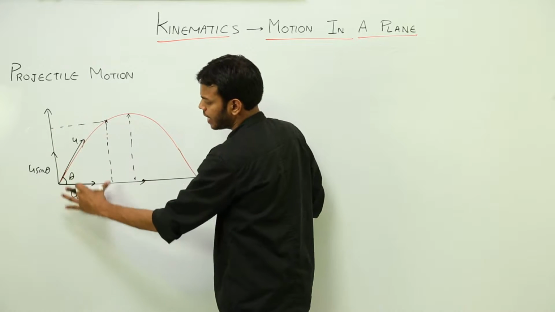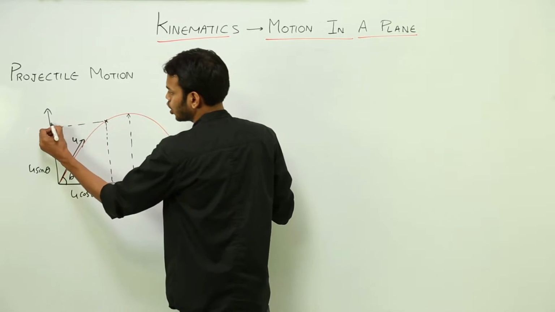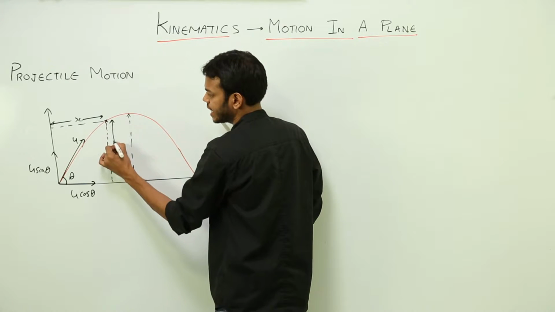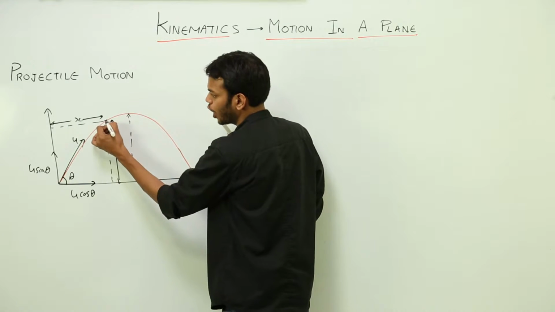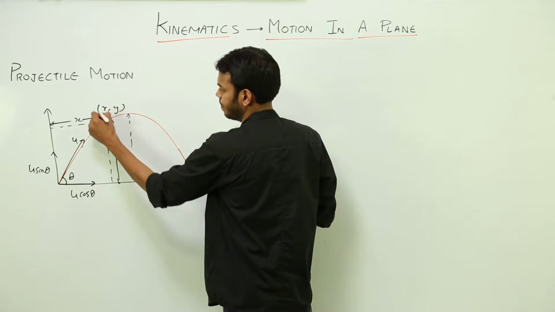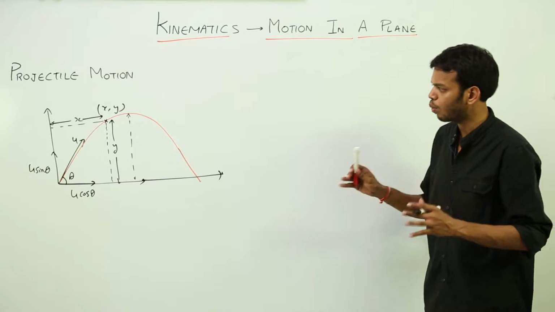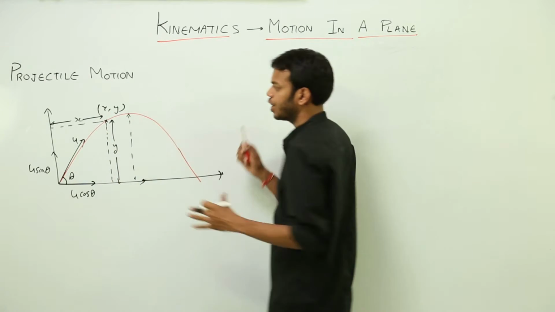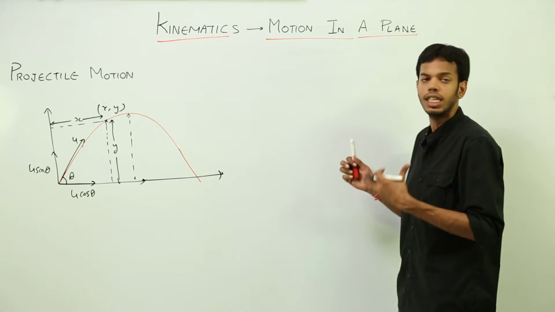I could draw the same thing here, right? This is the horizontal distance covered by the object, let us say x. This is the vertical distance covered by the object, let us say y. So the coordinates of this particular point would be (x, y), right? Now, what I am doing is writing a relation for x and y. So I am writing the equation in general, right?